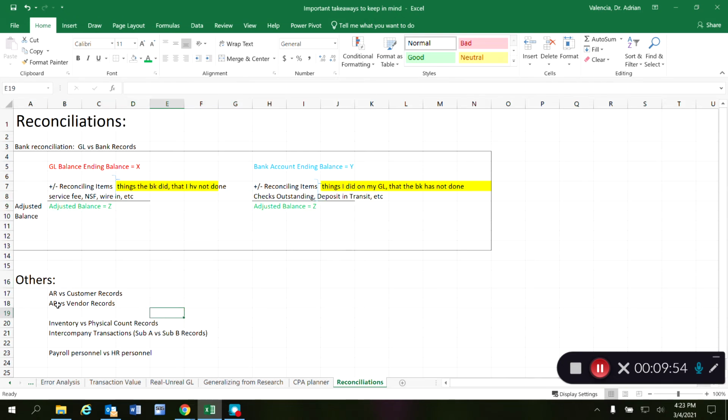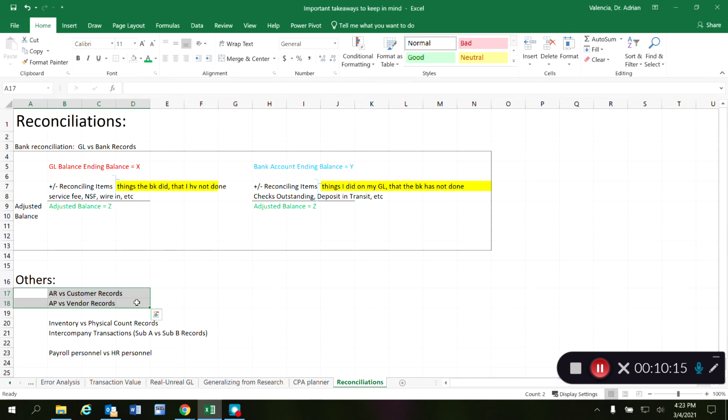Think about accounts payable as well, accounts payable versus our vendors. Those are reconciliations that we have to do when our records do not match the records of the vendors. So all three I just mentioned, the bank reconciliation, AR, and AP, are very similar in how you go about it.